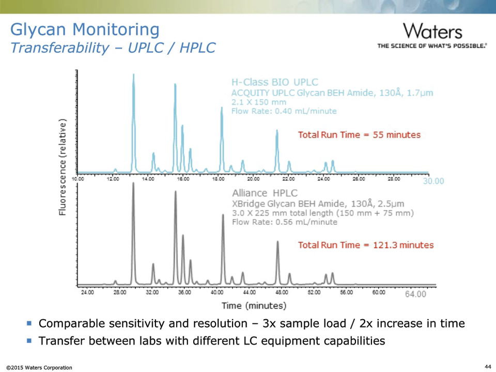Incredibly, essentially mirror image profiles are obtained upon the scaling between instrumentation platforms. An HPLC profile matching that from the UPLC separation can be achieved, with the only changes being using three times as much sample and waiting two times longer for the run to complete. These results show the ease with which glycan monitoring can be transferred within and between laboratories and organizations using RapiFluor-MS labeling and the BEH Amide HILIC separation.